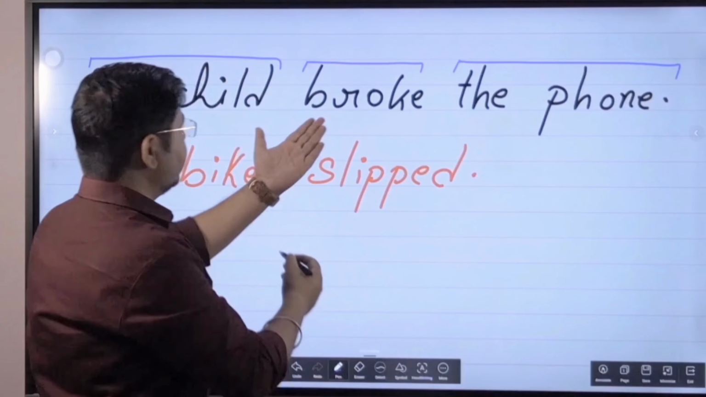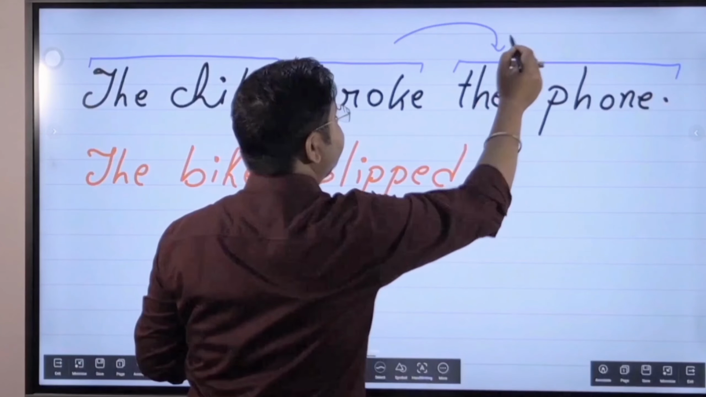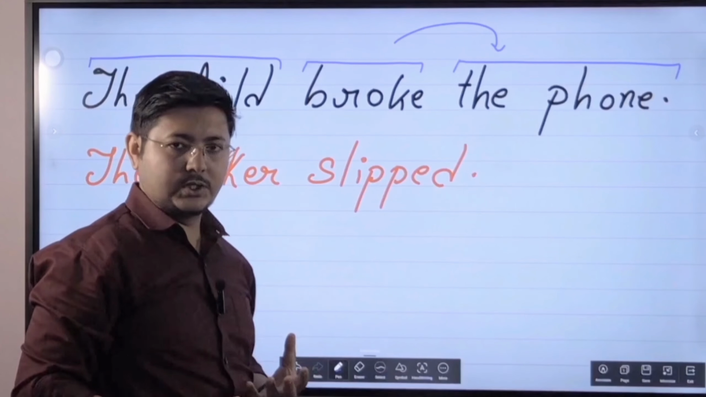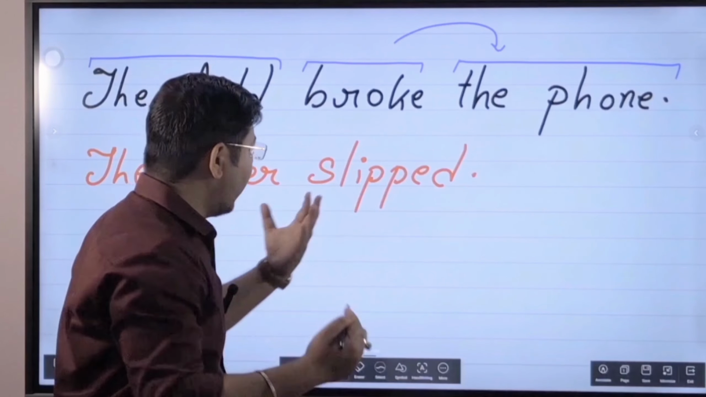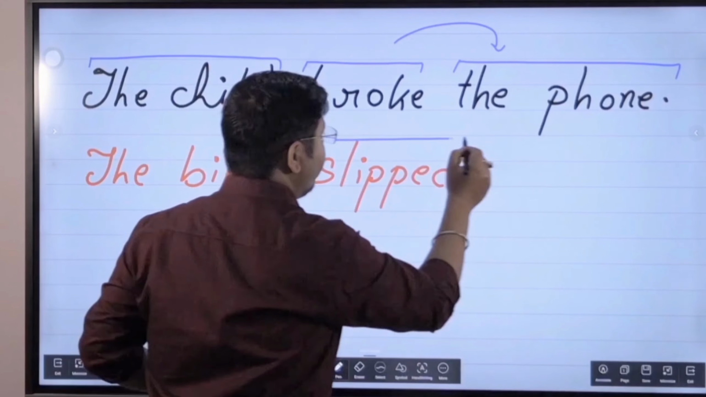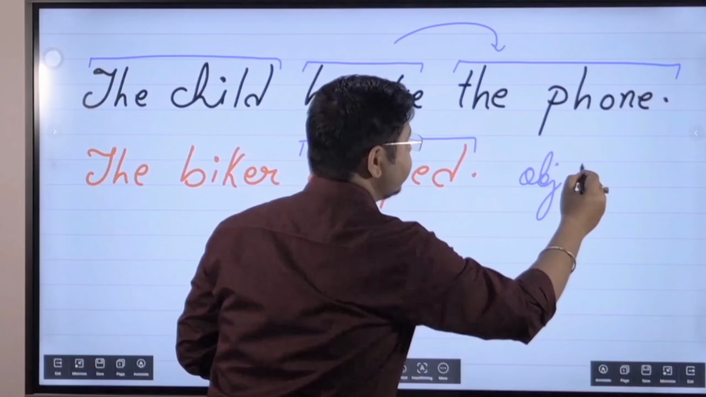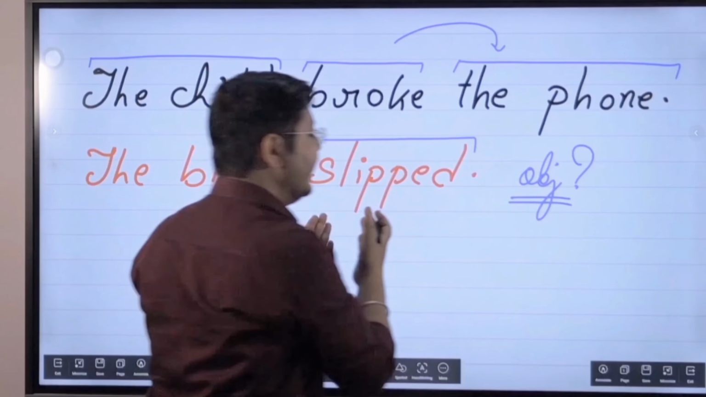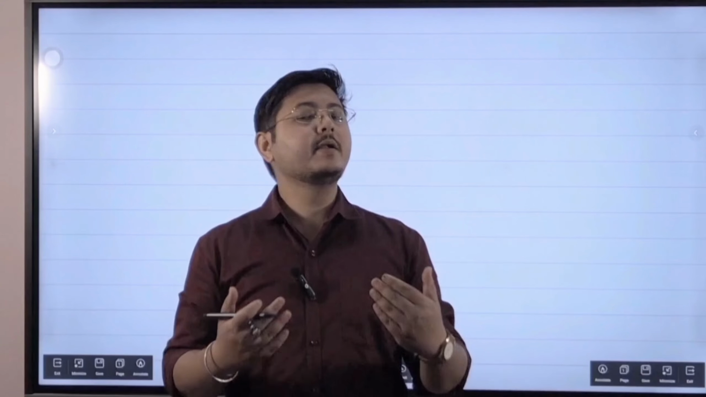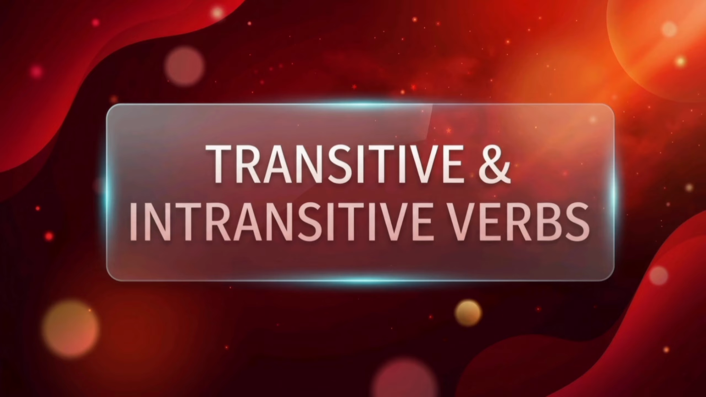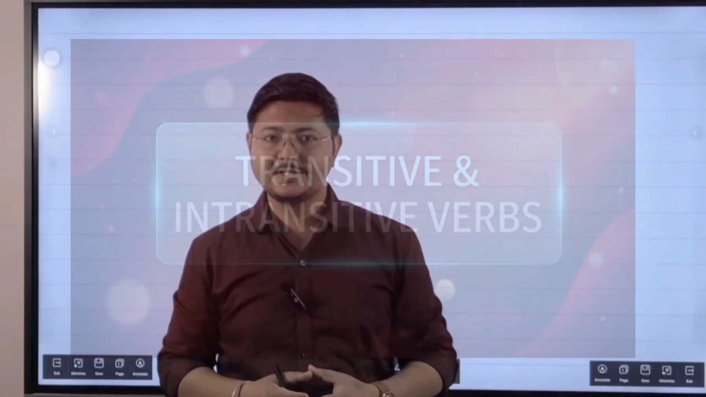So what do we call those verbs that require an object to make the meaning complete? They are called transitive verbs. However, verbs that do not require any object to complete their meaning or to make the sentence complete are called intransitive verbs. So hello again and welcome back to another session where we are going to discuss the topic transitive and intransitive verbs.